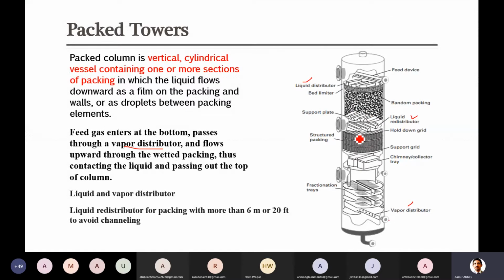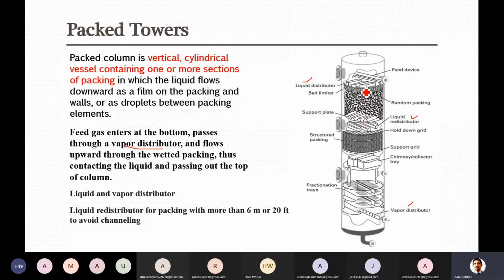And in order to avoid that, because when liquid just passes through some specific path and is not distributed throughout the packing, then contact between vapor and liquid will decrease. That is harmful for us because we need contact between vapor and liquid for mass transfer. So in such a case, to avoid that, liquid redistributors are installed.